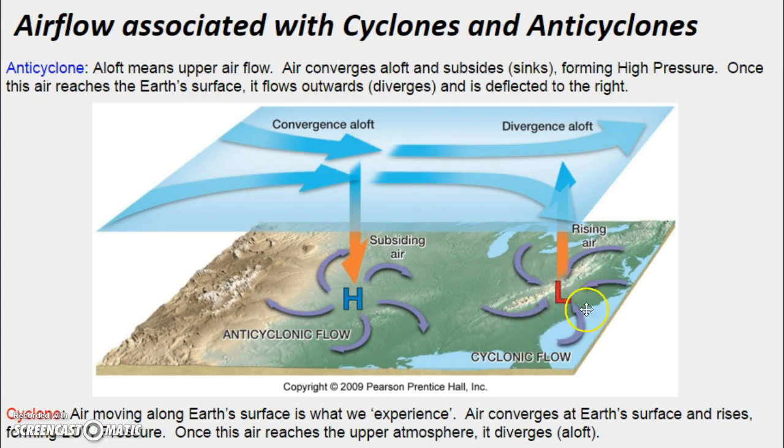So cyclones are associated with convergence at the Earth's surface, rising air, and divergence aloft, whereas anticyclones have convergence aloft, subsiding air, and divergence at the Earth's surface. You'll notice that the arrows indicate the result of the Coriolis effect. There you have it, people.